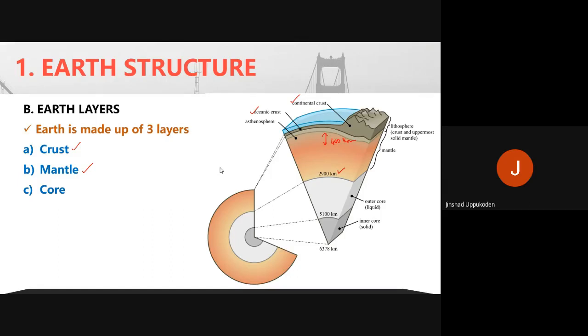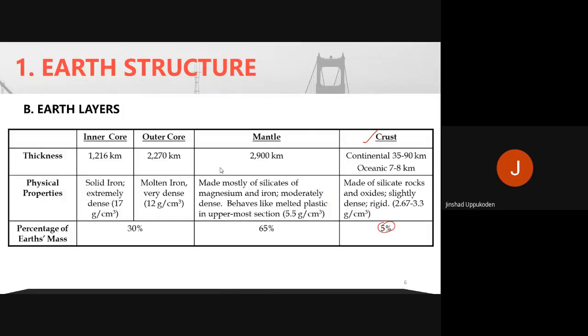Sometimes it is not purely fluid, but has a plastic nature. It consists of what we usually call heavy metals, the silicate components of magnesium and iron. The specific gravity is approximately 5 gram per centimeter cube, and this constitutes almost 65 percent of the entire Earth's mass.